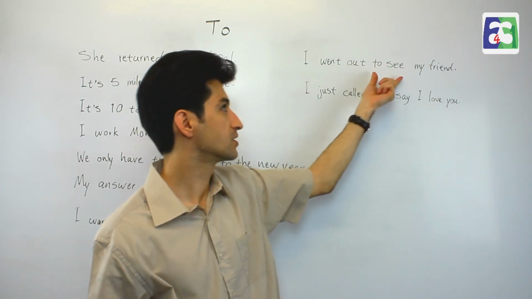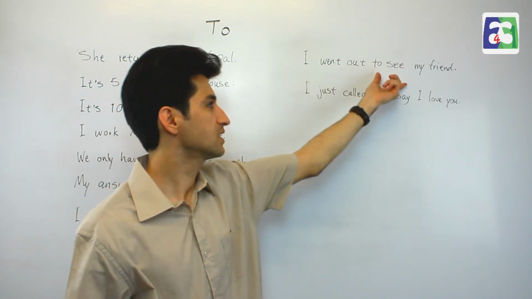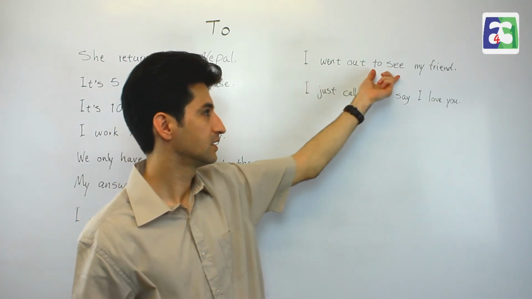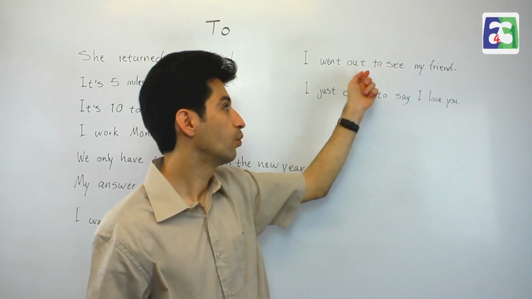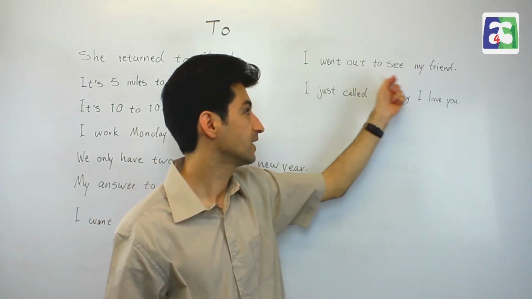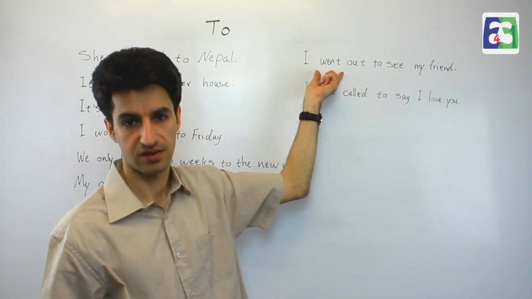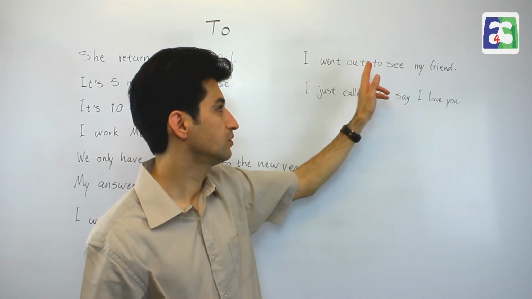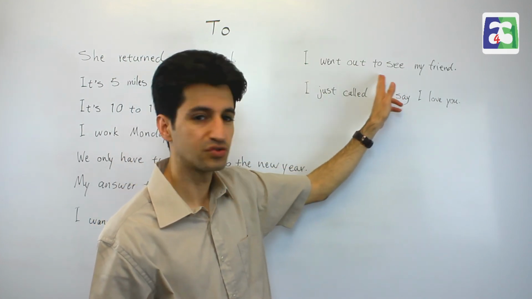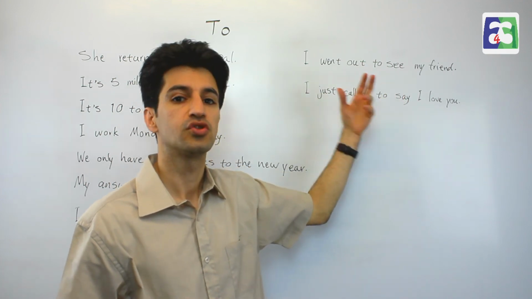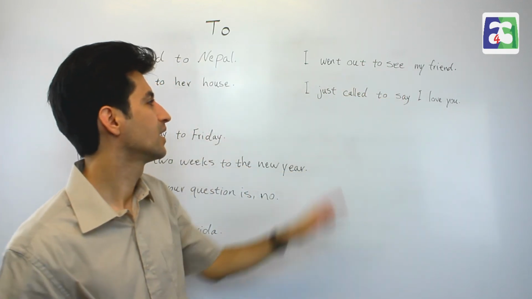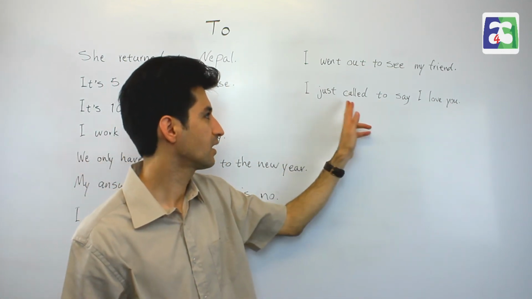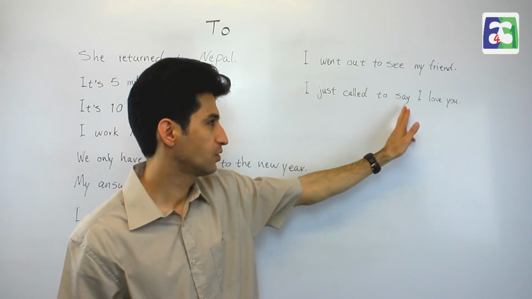This is the purpose of going out. I went out. This is why I went out. This is the reason. The to-infinitive is the reason for the action. Okay? And that is not a verb, and that is clear. So we use "to" to correct this mistake, and also to show our intention. Alright? I just called to say I love you. I just called, this is me, I called. Who did this?